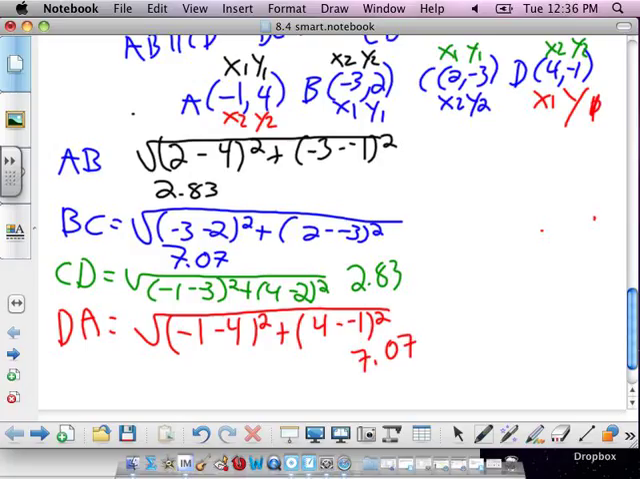Okay, so we know AB is congruent to DA. That doesn't make sense. Oh, excuse me. AB is congruent to CD. And BC is congruent to DA.